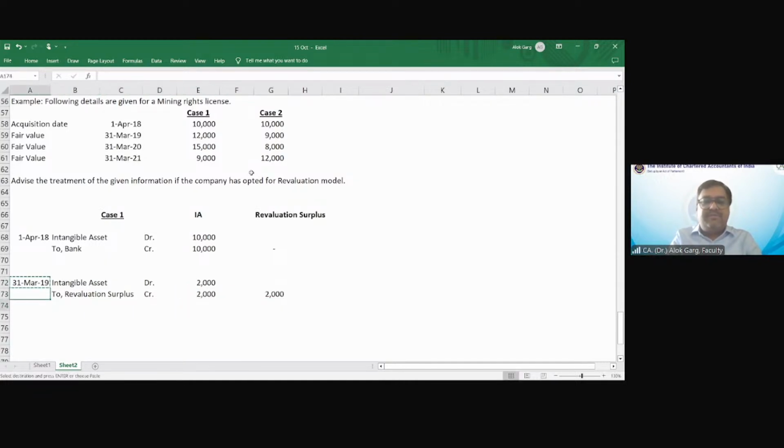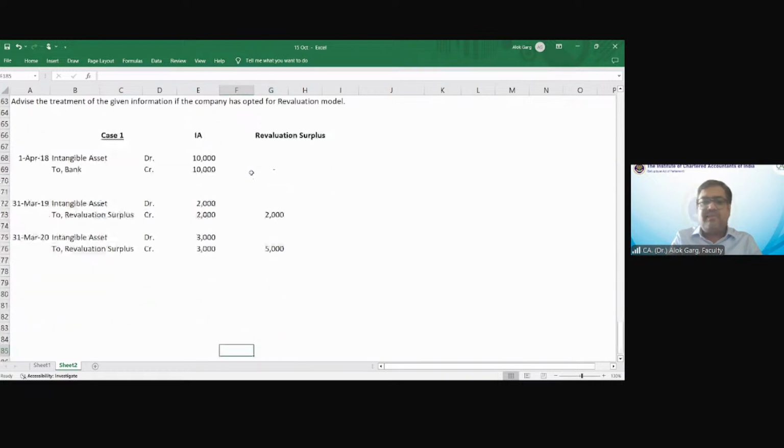Let's go to 31st March 2020. Now what happened? Again, this 12,000 becomes 15,000. Again, same entry. This time the value is 15,000 minus 12,000. What is the balance in the revaluation surplus? This plus 3,000. Correct? 31st March 21. What is the accounting entry on 31st March 21?